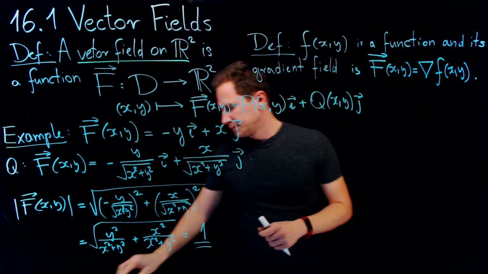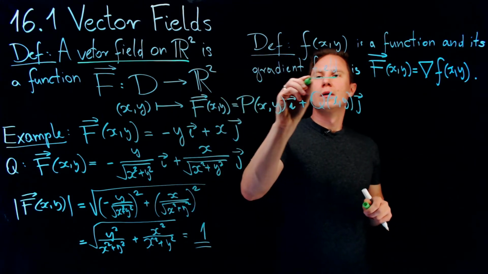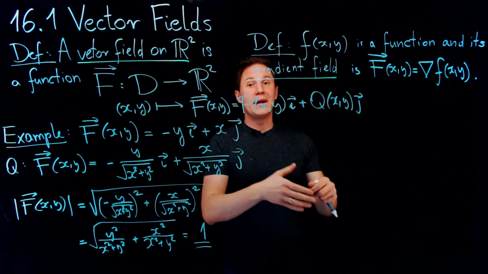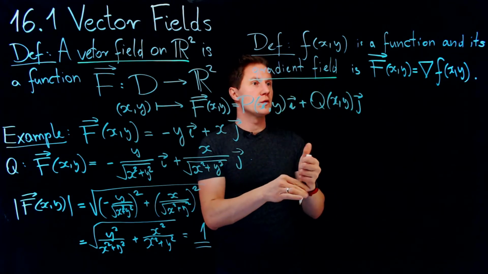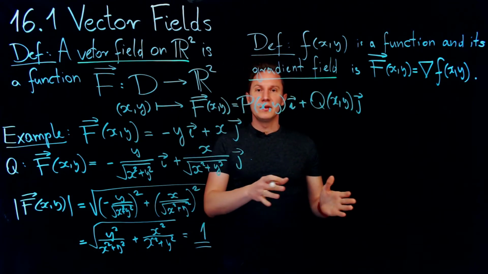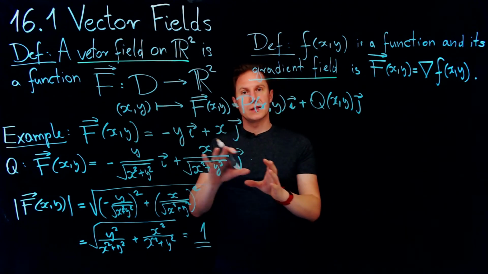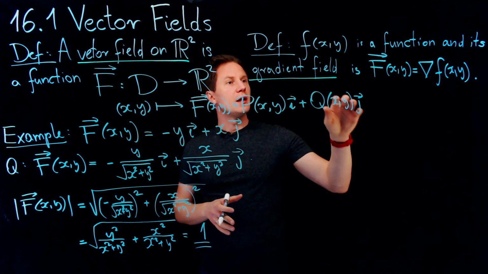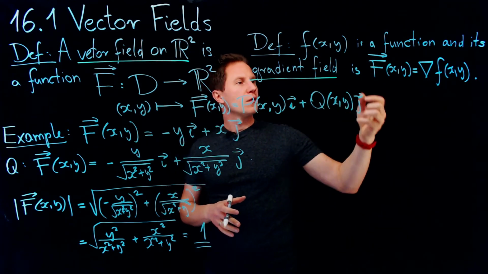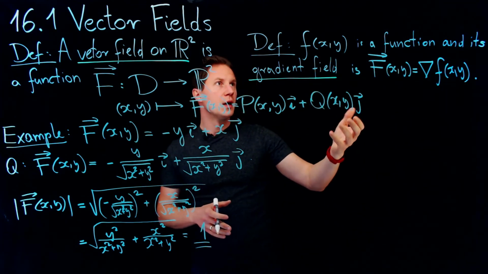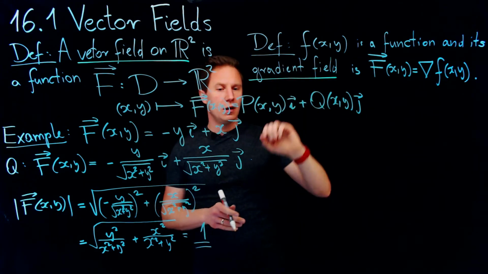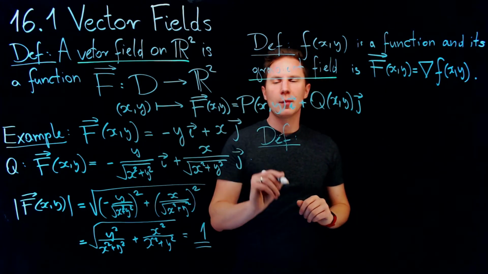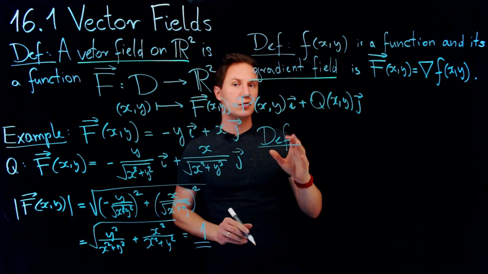So we can make vector fields from functions. Now the reverse process cannot always be done. It's not always true that a vector field arises as the gradient field of a function. If that happens, then it's a special type of vector field which we'll call conservative.